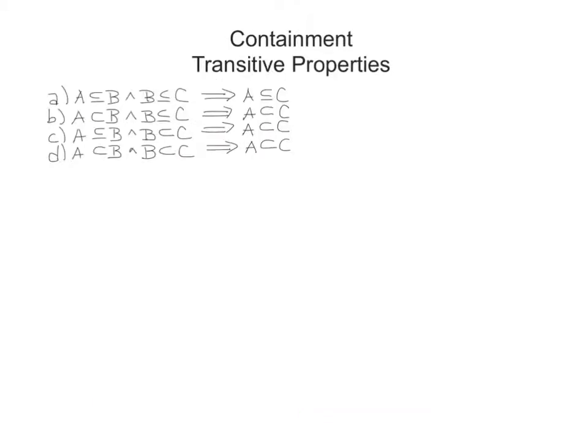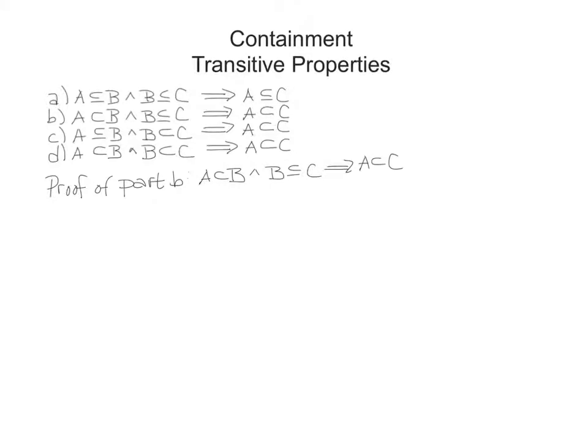So for containment, there are some transitive properties. The first is if A is a subset of B and B is a subset of C, then A is a subset of C. The second, if A is a proper subset of B and B is a subset of C, then A is a proper subset of C. And then we have C and D.